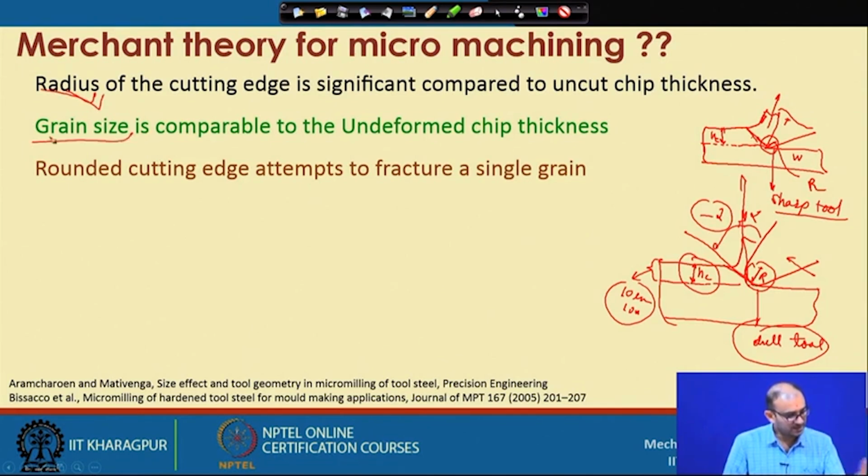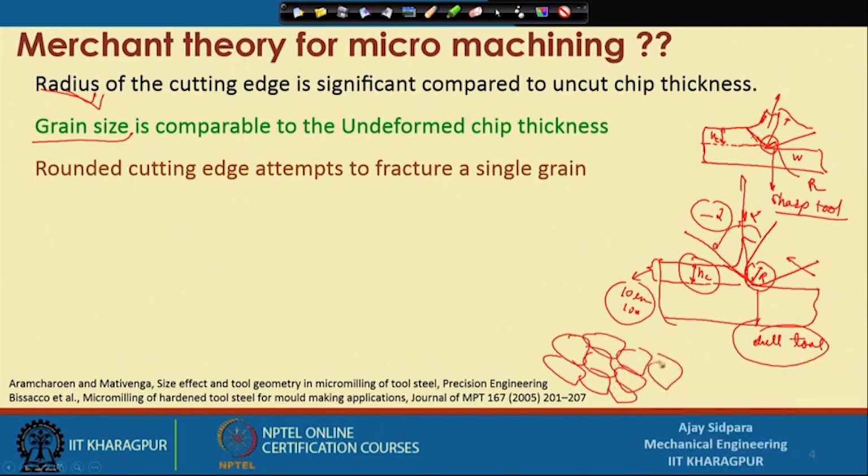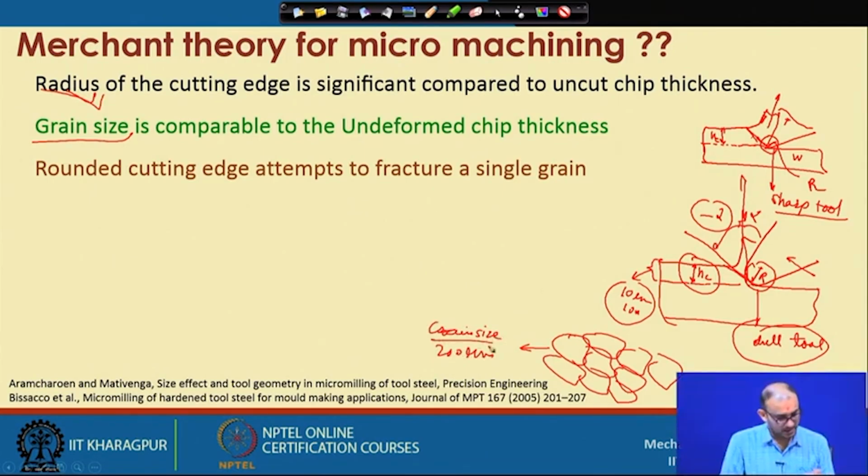Now, coming to the grain size. Say suppose your material is something like this and the average grain size is 200 micron. Now, you are cutting a material and you consider your depth of cut is 50 micron. So, this is your depth of cut, 50 micron.